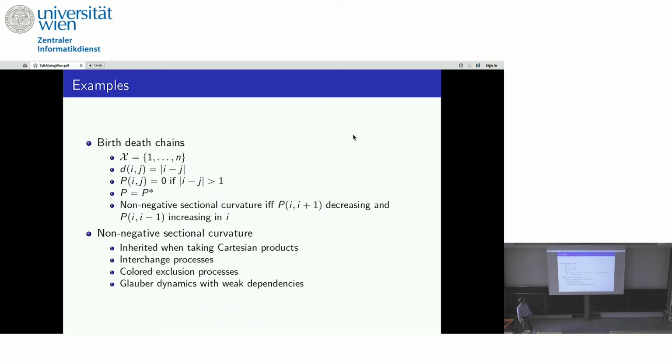So there are also some more nice properties. It's compatible with taking Cartesian products, which means it's probably a useful property to investigate infinite dimensional systems, or at least high dimensional systems. And there are many interacting particle systems where you also get non-negative sectional curvature when using the right distance. Right? You remember, we can still choose after knowing the Markov chain what the distance should be.